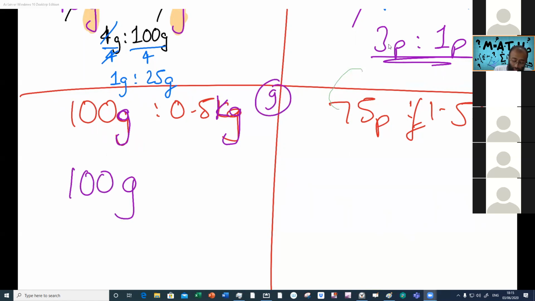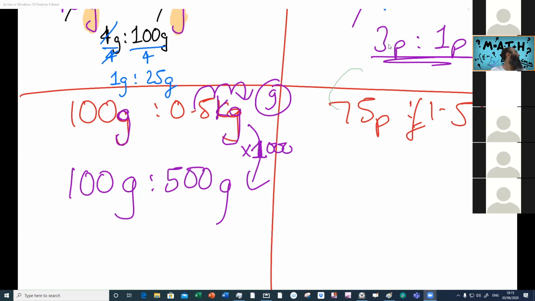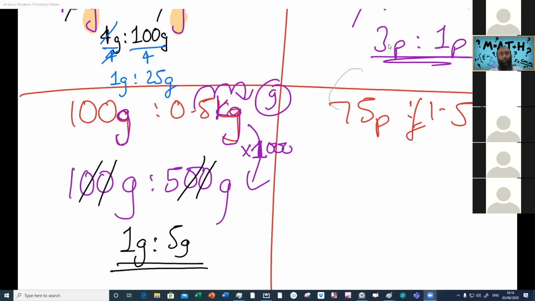So the 100 stays as 100 because I'm choosing grams. To change the kilograms into grams, remember in each kilogram you have 1,000 grams, so you have to times it by 1,000. Three jumps to the right. That gives us 500 grams. Now they are both in grams, so we can start cancelling. Let's do the old school, easy visual method. Divide that by 10, divide that by 10, divide that by 10, divide that by 10. And behold, we have finished the question. Fantastic. Let's move on to the next question.